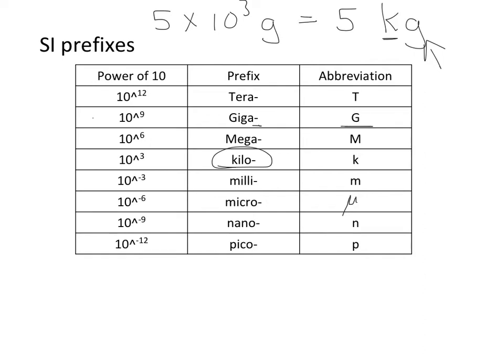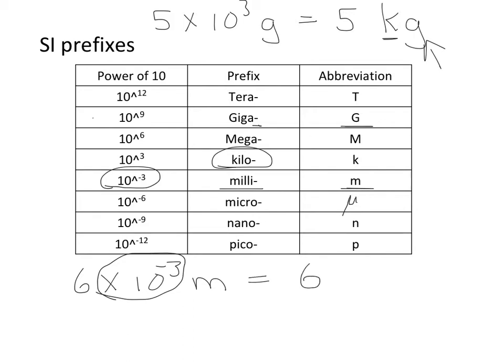So if I had, for example, 6 times 10 to the negative 3 meters, and I wanted to replace that with a prefix, I could replace this 10 to the negative 3 with a prefix. So I look up in my chart and here's 10 to the negative 3. So I could replace that with a milli. The abbreviation is a lowercase m. So this could be written as 6 millimeters.